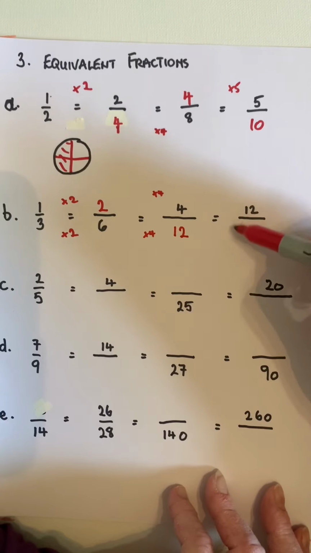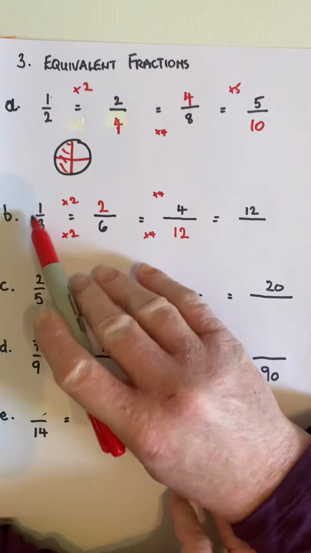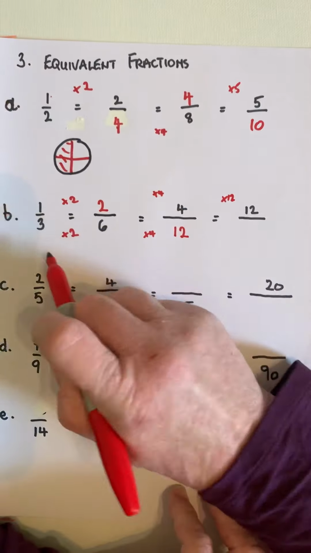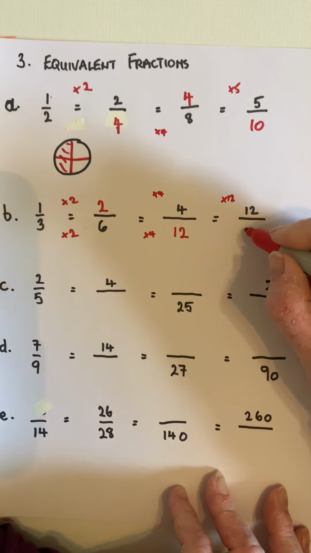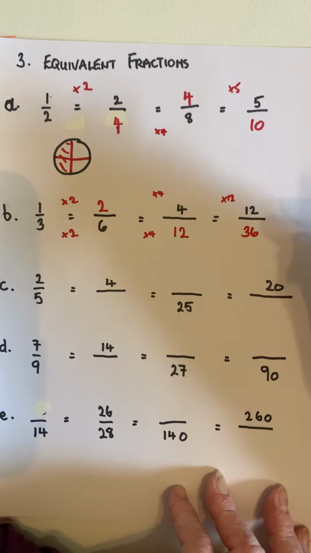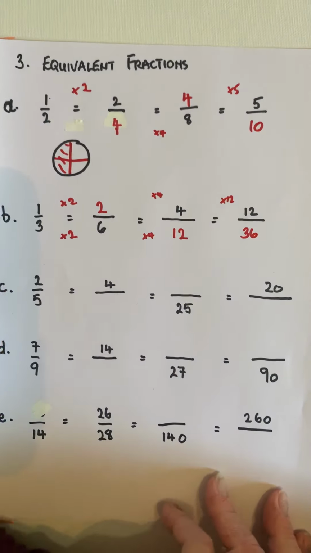And now on the top, this is called the numerator. The bottom is the denominator. The numerator here is 12. 1 times what is 12? Times 12. 3 times 12 is 36. 12 plus 12 plus 12 is 36. So now I've got 4 equivalent fractions.